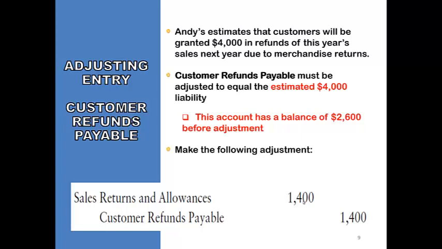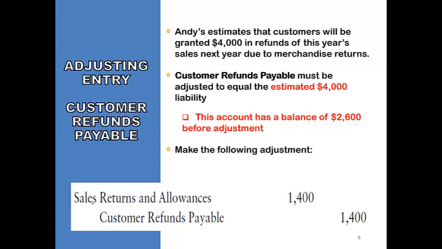So let's look at the example. Andy estimates that customers will be granted $4,000 in refunds of this year's sales next year. So the current balance is $2,600 in this account, and we need to bring this account balance up to $4,000. So that is a $1,400 increase. So customer refunds payable is a liability account. So we need to increase this liability, which we do with the credit because it's a liability, by $1,400. So that's going to bring up the account balance to $4,000.